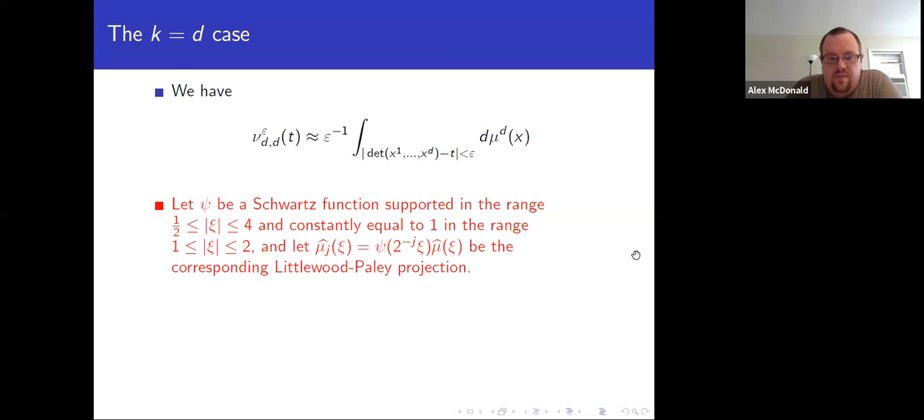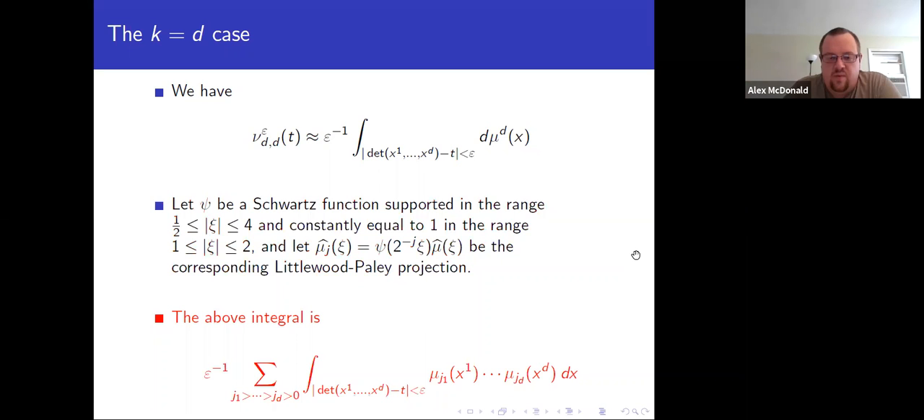Again, on the Fourier side, we're just taking the Fourier transform of mu and smoothly cutting it off at the scale 2 to the j. These are the Littlewood-Paley pieces. When you decompose all d factors, you get an expression like this. It's the same integral, and we're now integrating these Littlewood-Paley pieces, mu j1 through mu jd, and summing over all combinations of the indices.